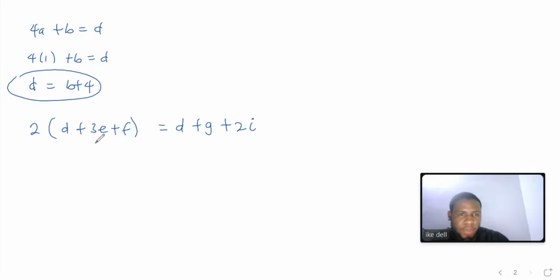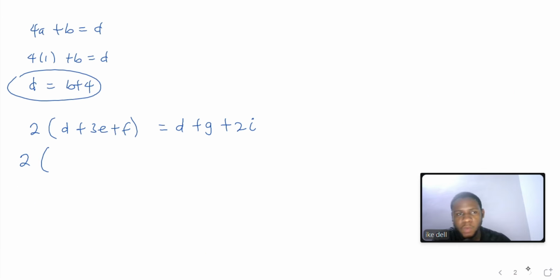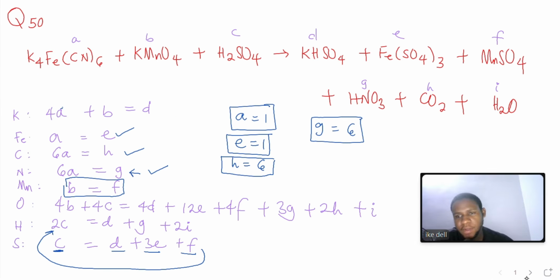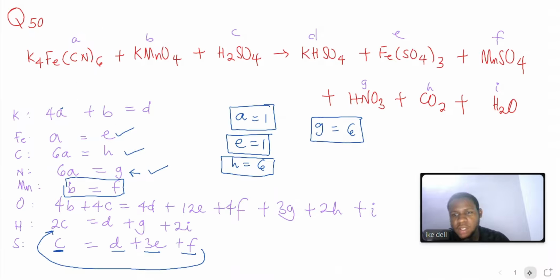Now, I'm trying to make everything in terms of F, but let me see what I can find here. So ordinary D should be B plus 4, and we know that B is equal to F. So it means that D is equal to F plus 4, right? Because B is F. So we have D, which is F plus 4, plus 3E. I think E is 1. Yeah, E is 1.